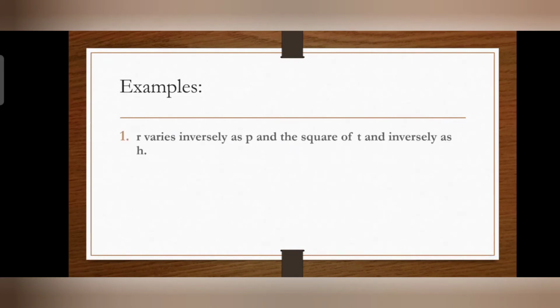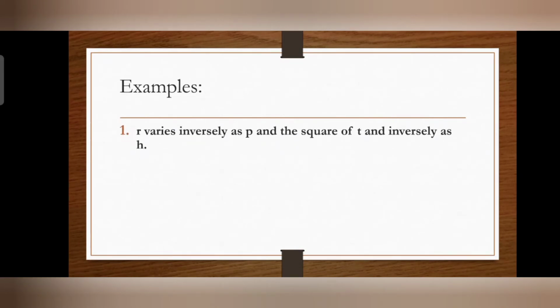Next example is magsosolve na tayo. So, R varies jointly as P and the square of T and inversely as H. So, question letter A, write the equation of the relation. So, first is we are going to write muna the equation of the given statement. So, the answer is R is equal to K times P times T squared divided by H, di ba?